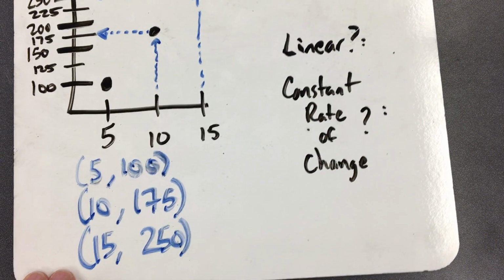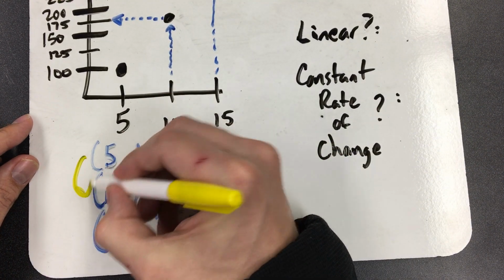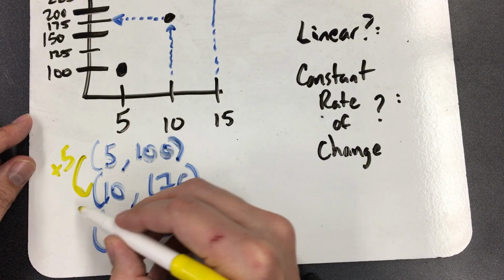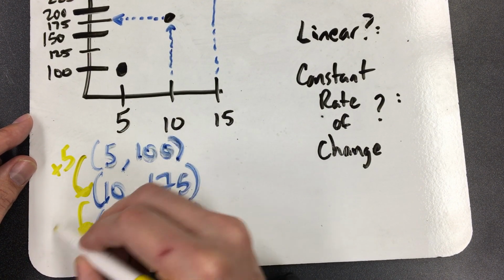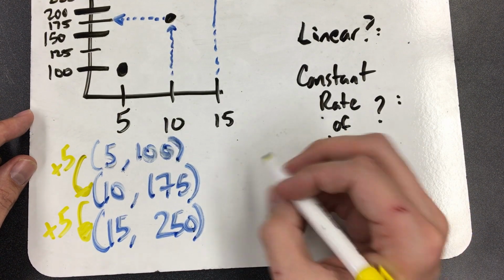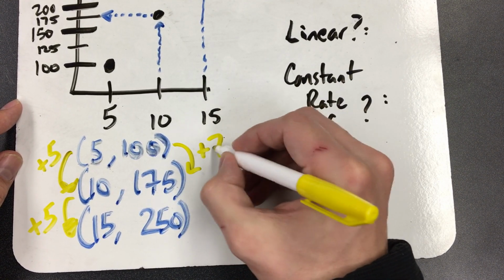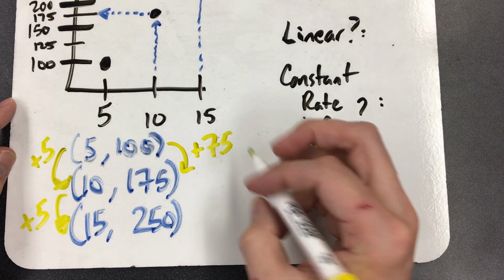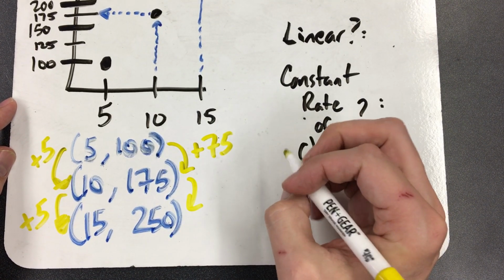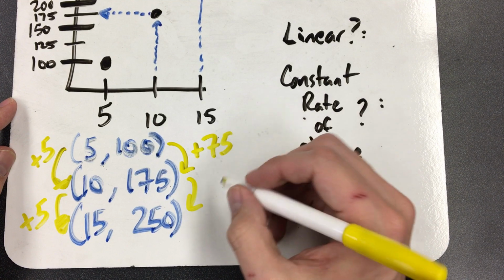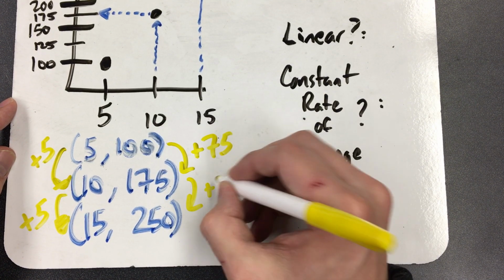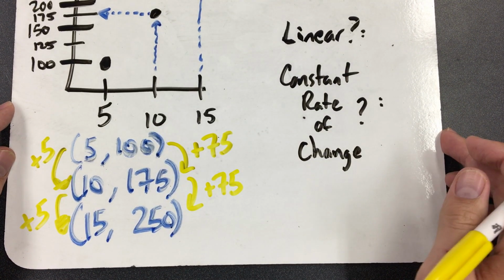Okay, so let's just do a quick little check. These are counting by 5s, 5 to 10, 10 to 15. So we're counting by 5s on the X category. On the Y category, we're counting by 75: 100 to 175 is adding 75. From 175 to get to 250, that is also 75. You could subtract those in a calculator if you needed help.